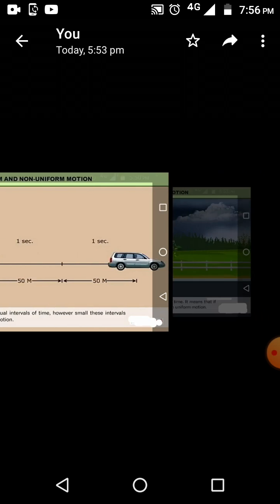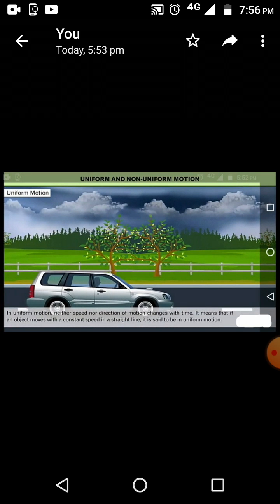In uniform motion, neither speed nor direction of motion change with time. It means that if an object moves with a constant speed in a straight line, it is said to be in uniform motion.